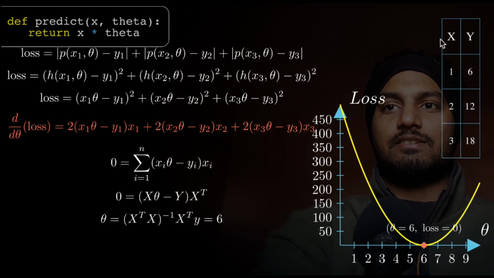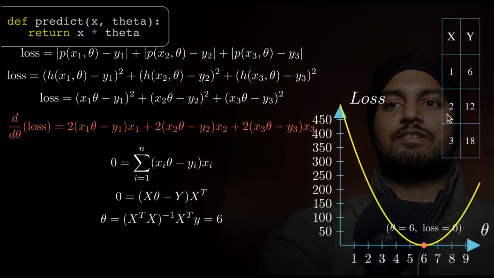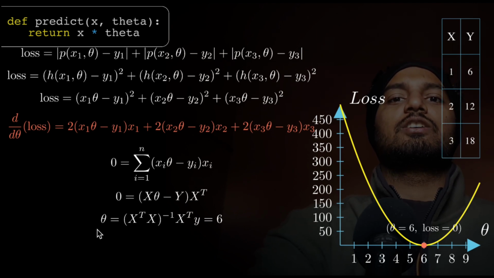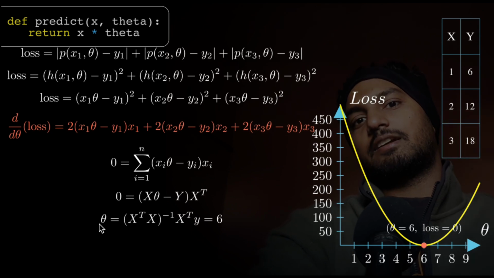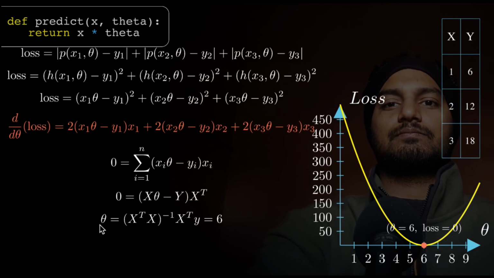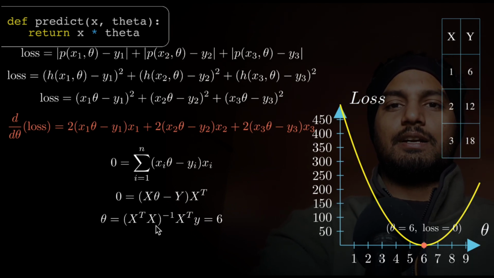In this case, only one feature was there. If there were two features, you would probably find a list or array with 2 elements. That theta will become 2 elements. So you can solve this part.